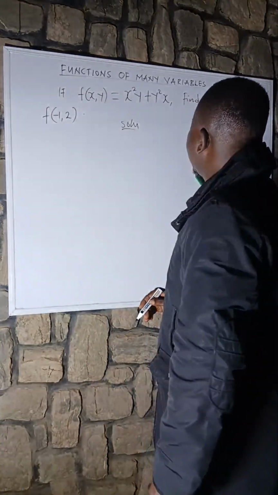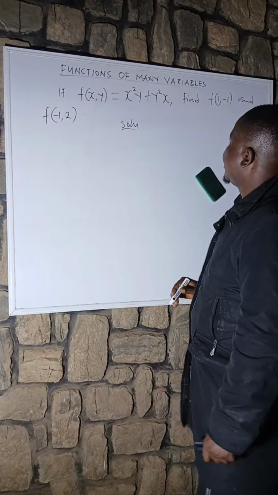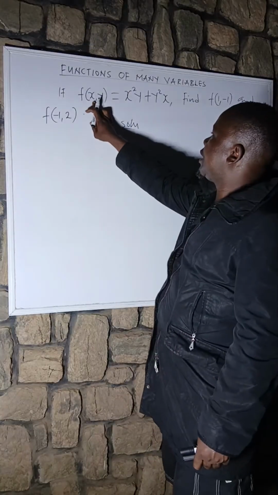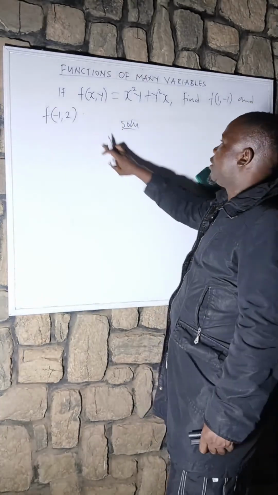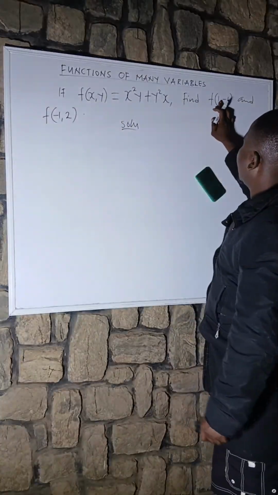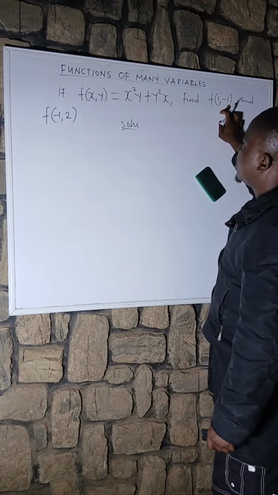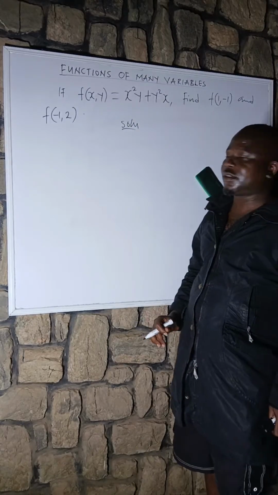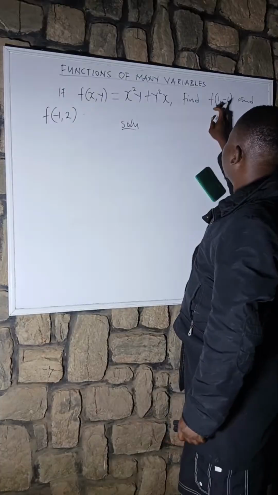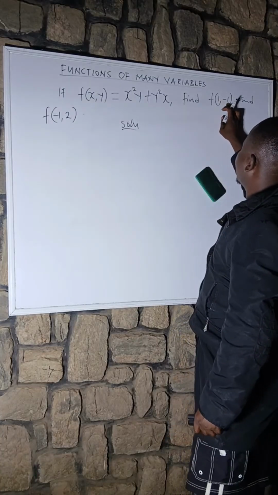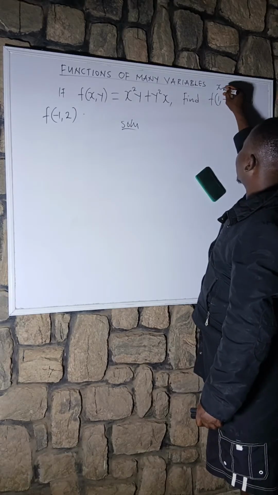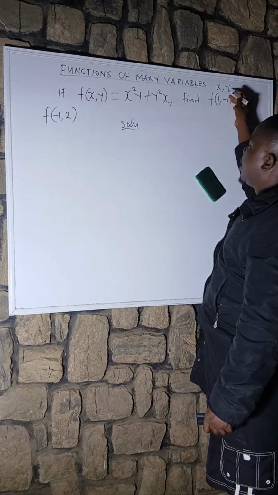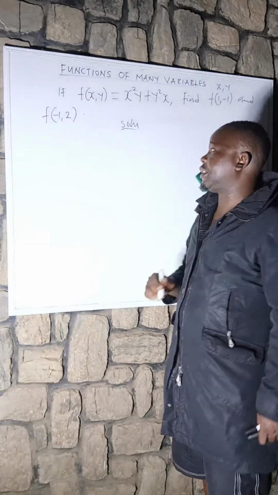As you can see, this is a function of what? Two variables. Look at it. We have 1 comma minus 1. So you don't need a prophet to tell you it means your x is 1, your y is minus 1, because in coordinates it is always x comma y. Take note, very important.